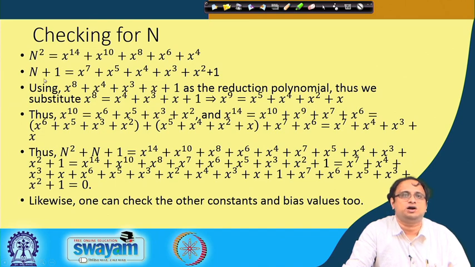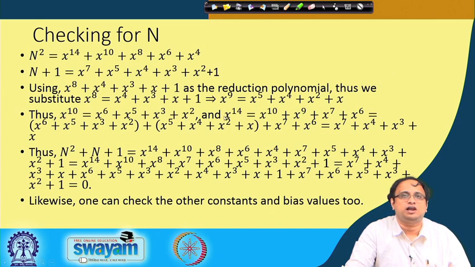Note that n plus 1 is nothing but x to the power of 7 plus x to the power of 5 plus x to the power of 4 plus x to the power of 3 plus x squared plus 1. If I use this AES irreducible polynomial as my reduction polynomial, I substitute x to the power of 8 as x to the power of 4 plus x to the power of 3 plus x plus 1, and if I multiply x on both sides, I get x to the power of 9 as x to the power of 5 plus x to the power of 4 plus x squared plus x. Again, if I multiply x, I get x to the power of 10 as x to the power of 6 plus x to the power of 5 plus x cube plus x squared.